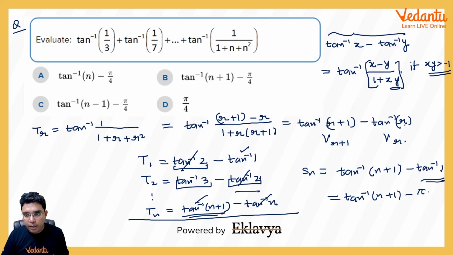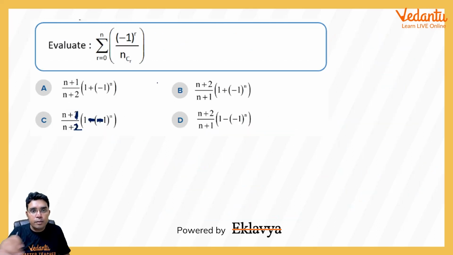So it will be pi by 4 here. So the answer here you can see has to be B. Now next I am going to tell you one very interesting and challenging problem. This question is based on binomial coefficient actually. Reciprocal of binomial coefficient rather. Please see how this is done.